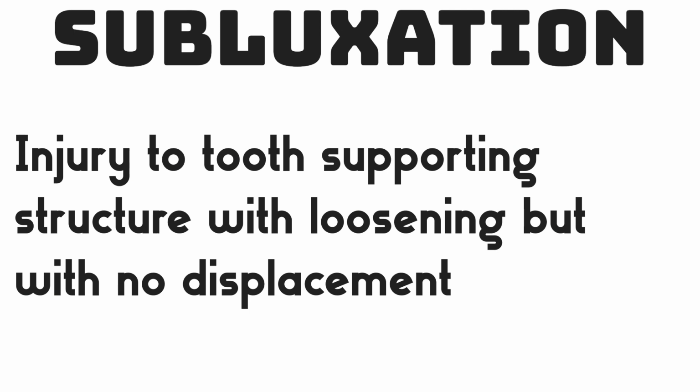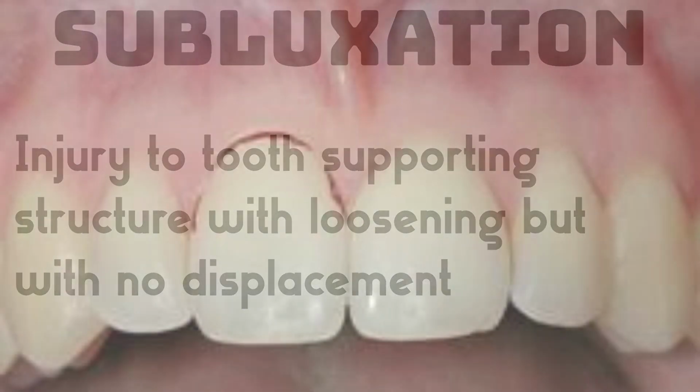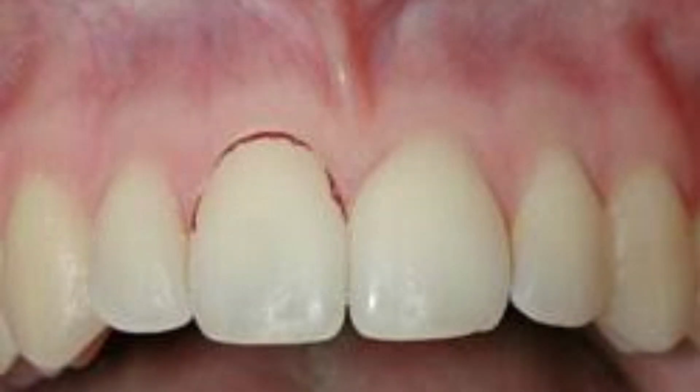Subluxation is injury to the tooth supporting structures with loosening, which means that the tooth is mobile, but with no displacement, which means that the tooth is in its place, but it is mobile. You can move it buccally, palatally, like that. So it is mobile via the mirror. You can check the mobility, or you can see my previous videos regarding how you can check mobility.